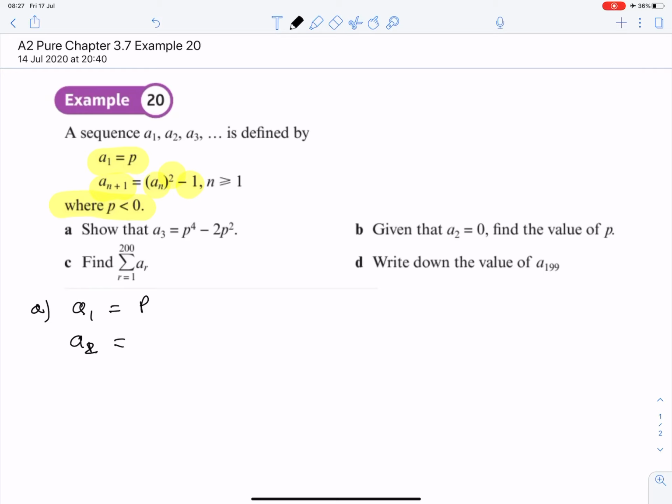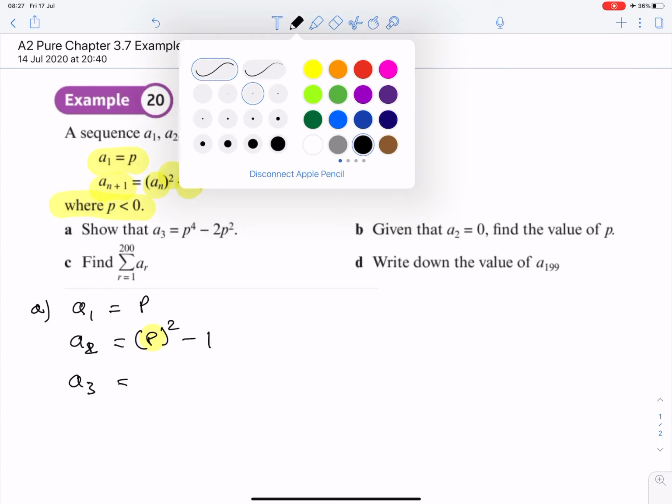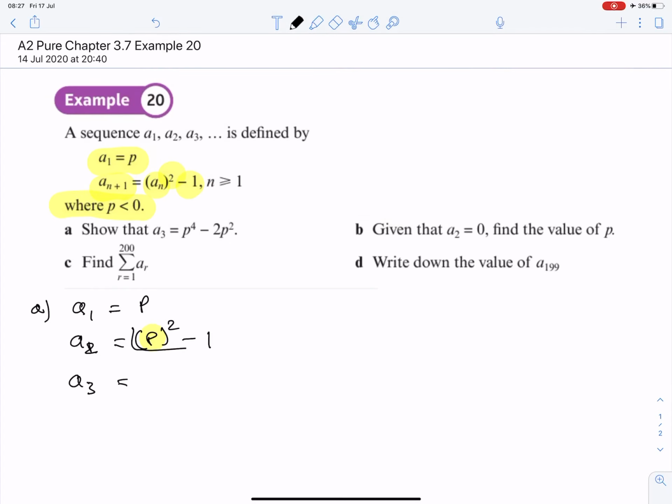A2 is our current term, P squared minus 1. So we've substituted in our current term. And now, to get to A3, we've got our current term, which is P squared minus 1, substituted in. So we've got P squared minus 1, squared, take away the 1. We've substituted in the current term, squared it, and then take away the 1.